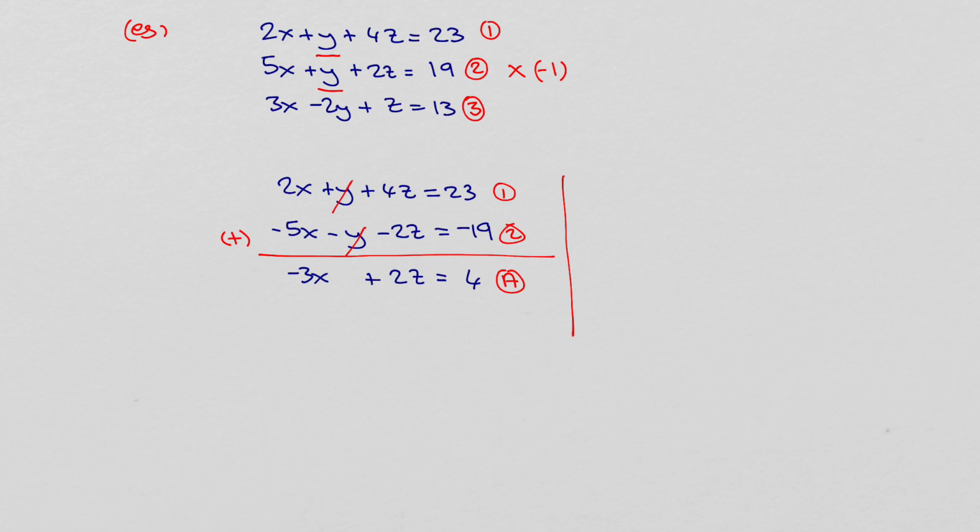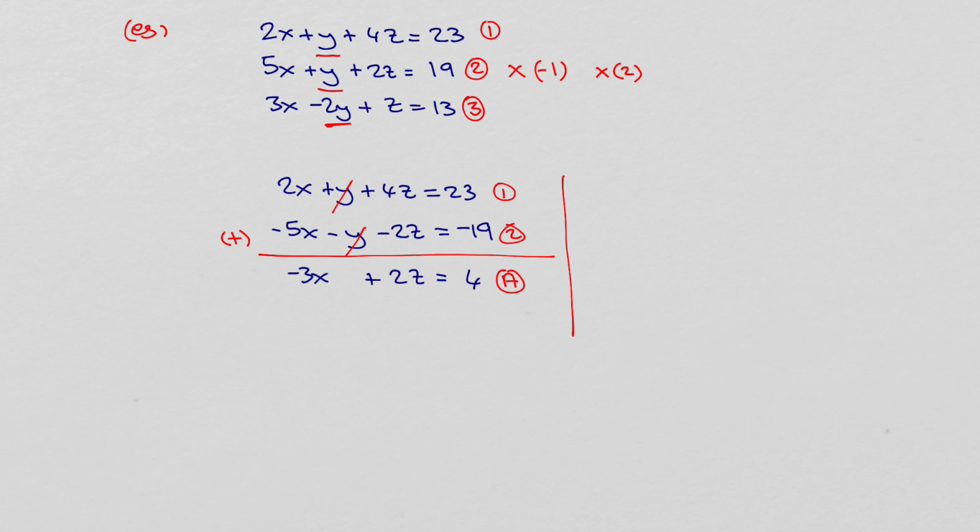And if I look at the coefficients of y again, well, it's minus 2y in 3. So this time I need to take equation 2 and I need to make that a plus 2y. So that means this time I'm going to take equation 2 and I'm going to multiply it by 2 on both the left and the right hand side.